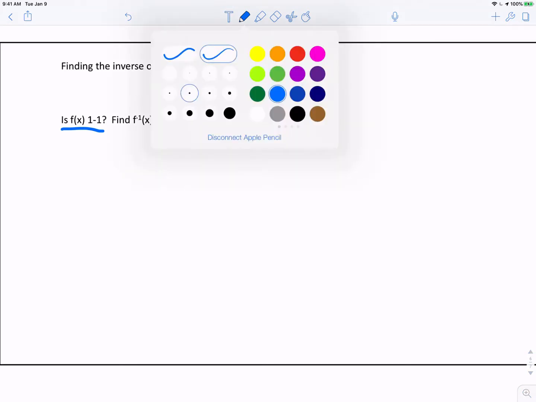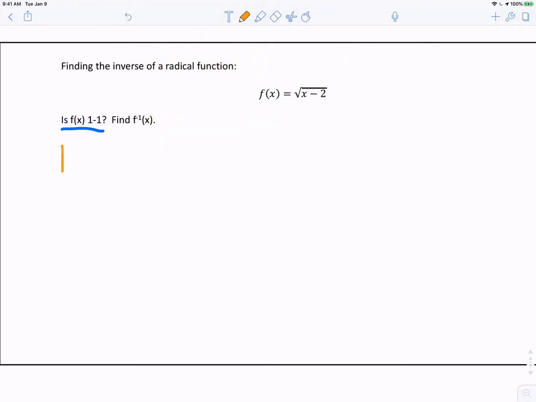Well, thinking back to what the square root function looks like, you may remember from our first unit when we took a look at families of functions that this is a picture of what the square root function looks like. The domain of the square root function is all numbers greater than or equal to 0 because over the real numbers you can't take the square root of a negative number.